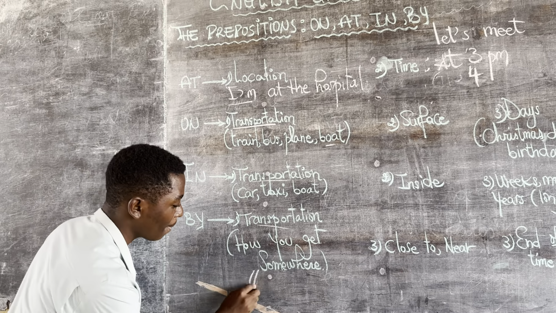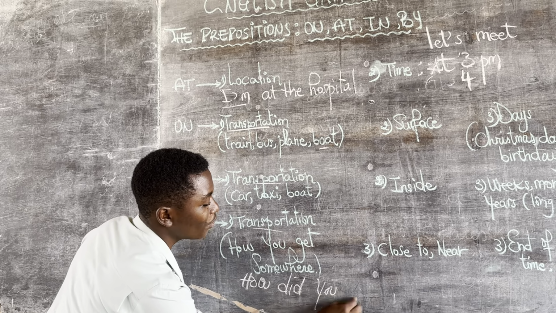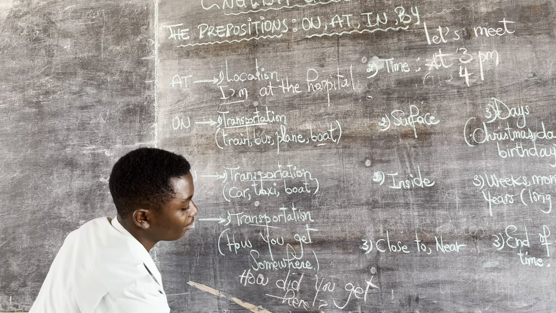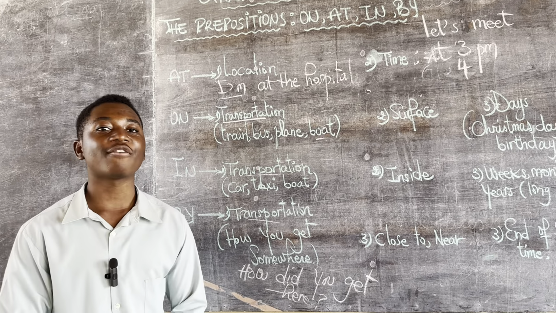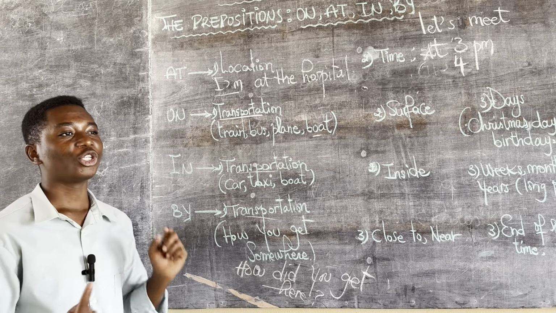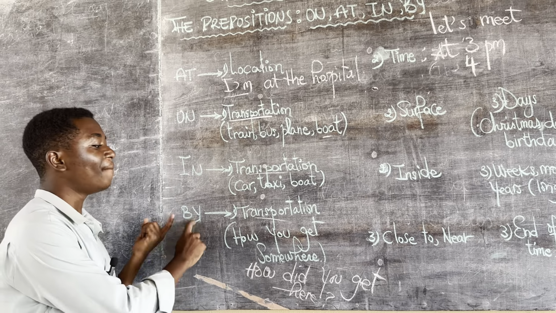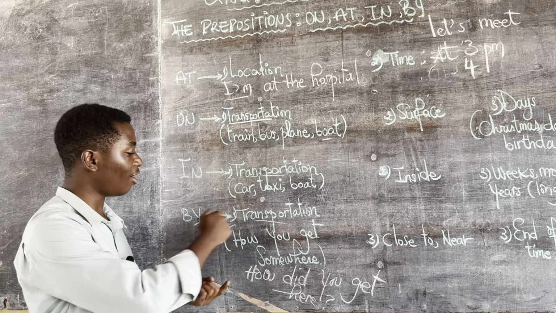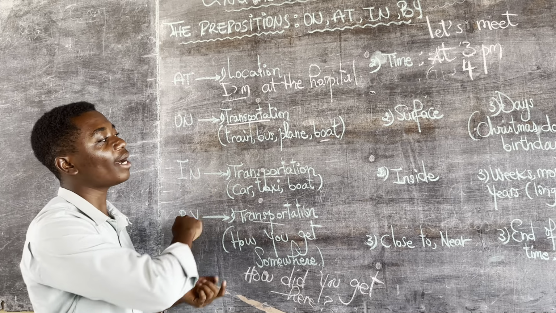How did you get here? How did you get here? Et là-bas, maintenant, tu vas me dire, je suis arrivé avec la voiture, c'est en utilisant maintenant le by ici. Par exemple, je suis venu ici, ça sera I got here by car. By a car, by a taxi, by a boat, by a train, by a bus.